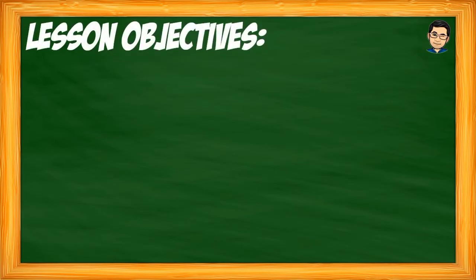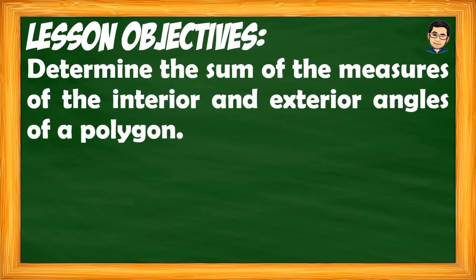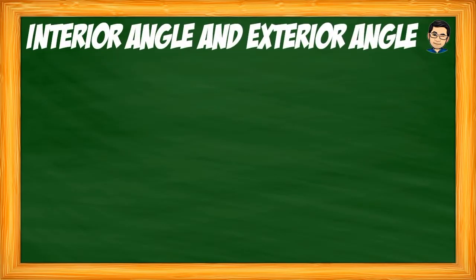So, let's now move on to the lesson objectives. For our lesson objectives, we will determine the sum of the measures of the interior and exterior angles of a polygon. May mga formulas po akong ipapakita mamaya and then i-apply po natin using examples. So, to formally start our discussion, let us define first the definition of interior angle and exterior angle. Paano ba nagkakaiba yung dalawang angles na yan?